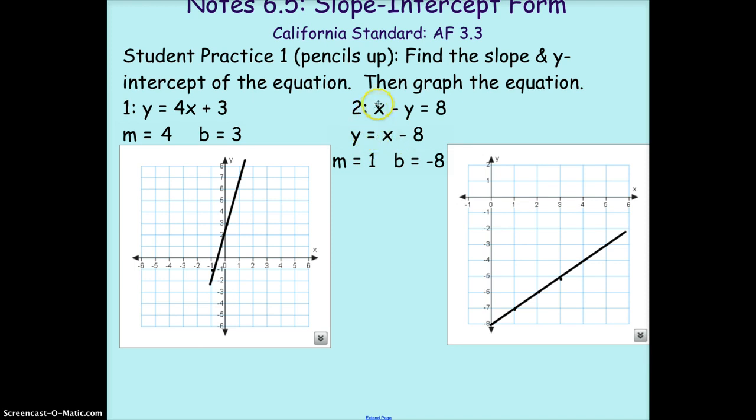Problem 2, I did have to subtract x from both sides, and then divide both sides by -1 in order to get the correct formula. Now, I have my -8 is my y-intercept, and again my 1, if I turn it into a fraction, up 1 over 1, up 1 over 1, my rise over my run.